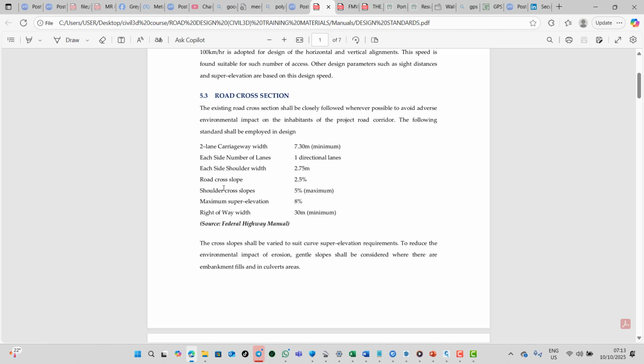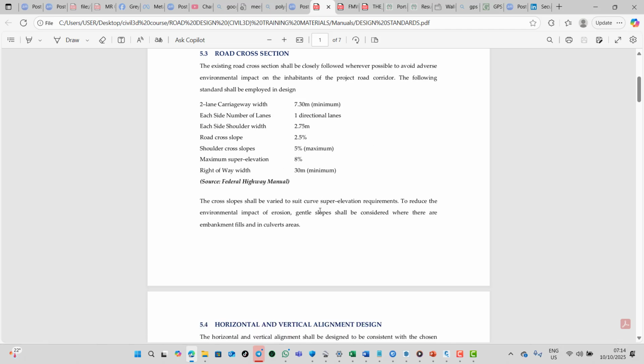The road cross slope is 2.5%, very important. Shoulder cross slope is 5%. Then the maximum super elevation is 8%. Right? So this information is very important that we should take note of. These percentages, very important. The cross slope shall be varied to suit curve super elevation requirement.